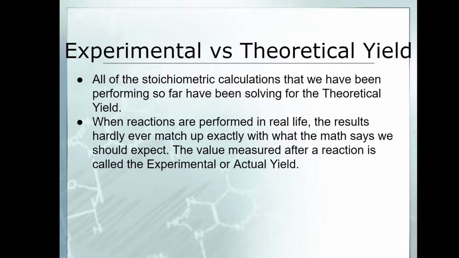All right, and there's all kinds of reasons that can be. It could be because your starting reactants weren't as pure as you thought they were, or because when you stirred it, some of it stuck to your stirring rod, or when you transferred it between containers, you didn't get all of it. There's hundreds of other small sources of error like that that you can run into. So when you measure something in the lab, it's never going to exactly match what it should be. But that value measured in the lab after you do a reaction in real life is called the experimental or the actual yield.